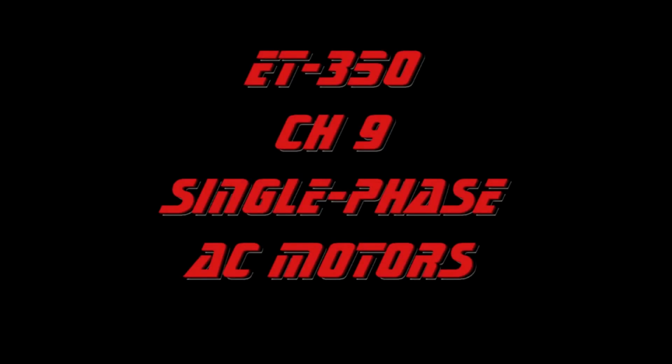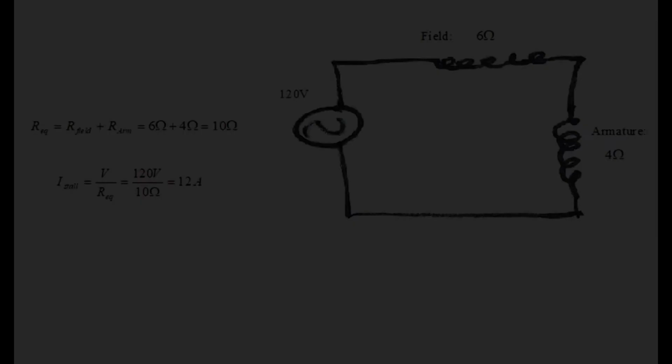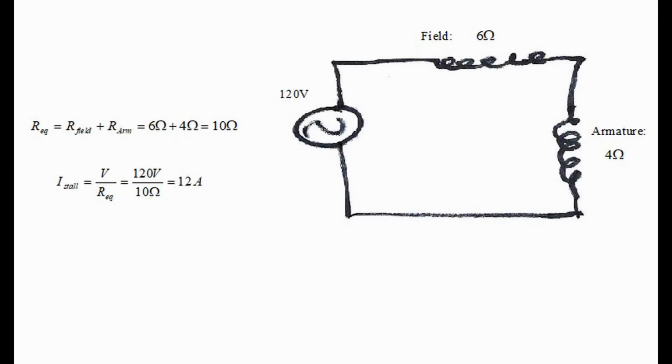This chapter is almost impossible to cover online, so I will concentrate only on the problems. This is a diagram for a series or universal motors, which can run in DC or in AC.